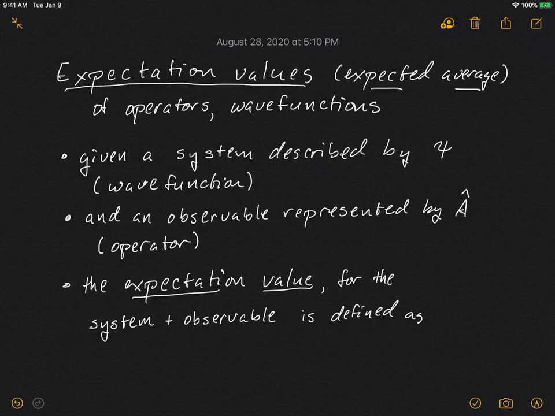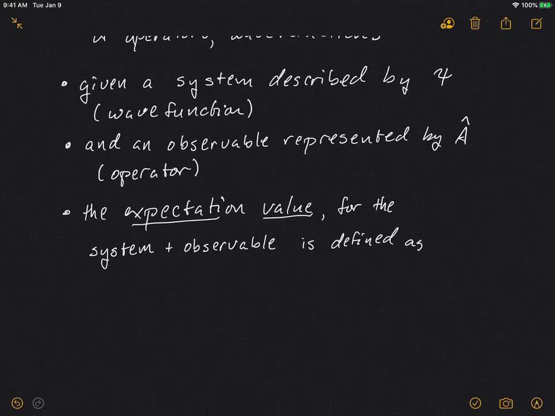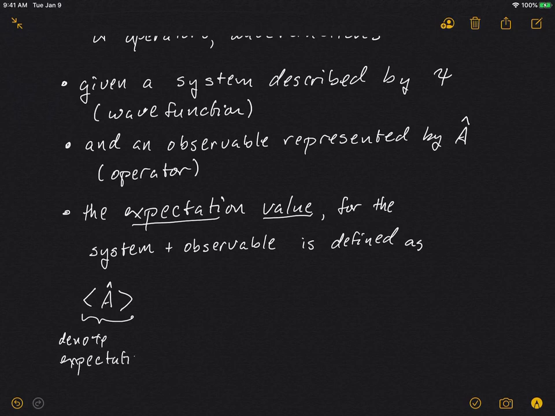Then the expectation value for the system and observable, in other words, the expected average value that you would observe by observing the system with the observable corresponding to the particular operator A, is given by this integral. The expectation value of A, here we use square brackets to denote expectation value. We're borrowing notation from statistics, where angle brackets often represent some sort of average or expected average value.